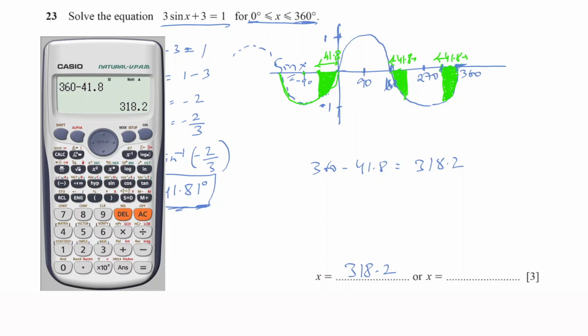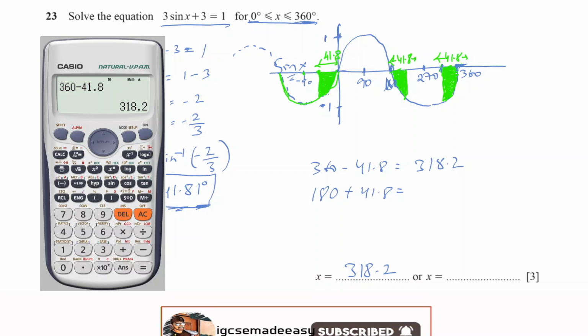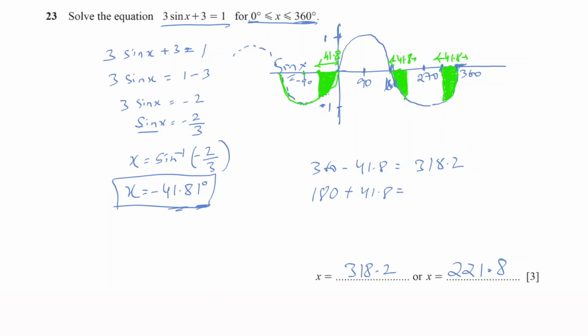So we are adding 41.8 to that because it was a mirror image. So if I added 41.8, let's add that. So 41.8 plus of 180, I'll get the another value of x, that is equals to 221.8. So 221.8 is the another value of x. I hope you understand this. So you have to draw the sine graph and then you have to find out the symmetrical pattern of that, and you can easily find out the 221.8. You can easily find out the answer. So let's move on.